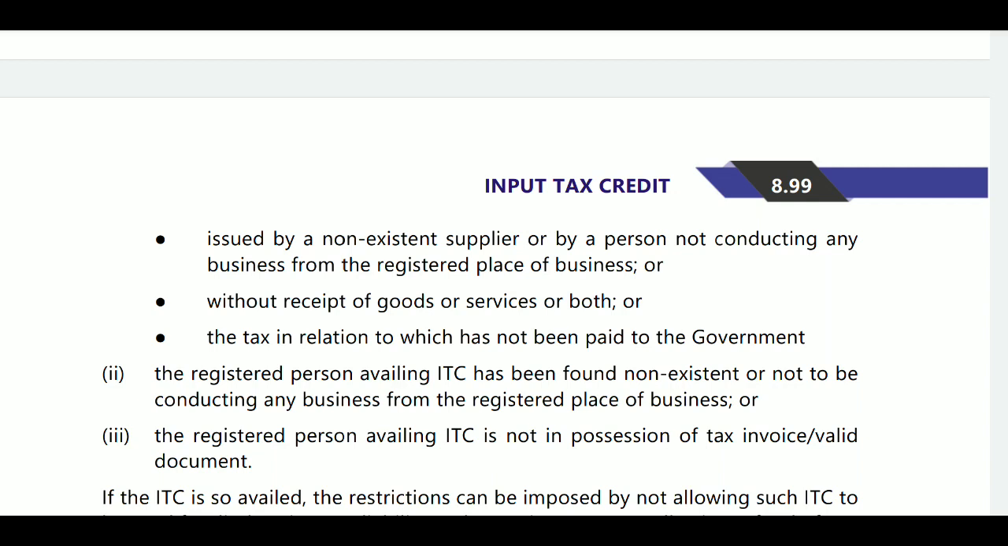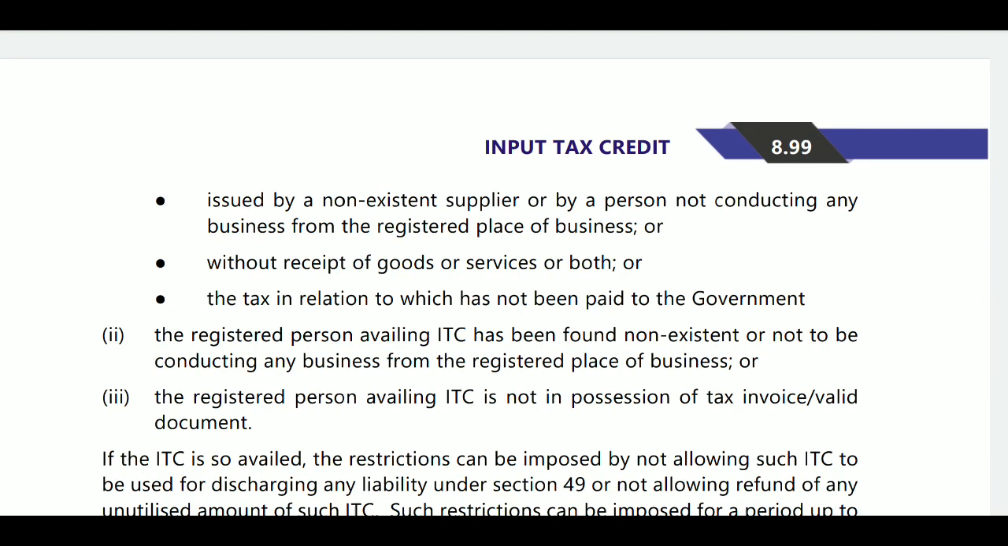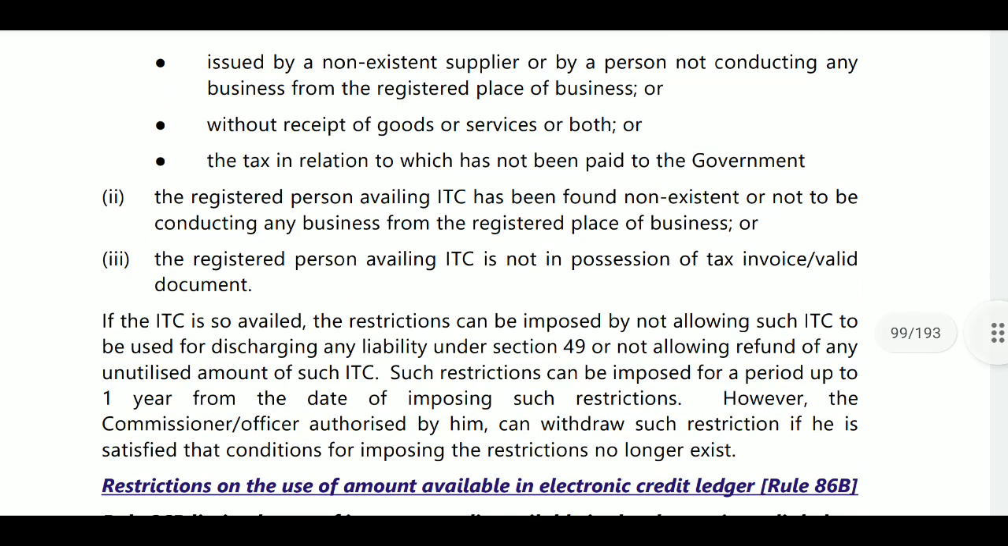There is ITC available based on a tax invoice or valid document, but the issue is that the invoice was issued by a non-existent supplier or by a person not conducting any business from the registered place of business, or without receipt of goods or services or both, or the tax in relation to which has not been paid to the government. Next, the registered person availing ITC has been found non-existent or not conducting any business from the registered place of business. Next, the registered person availing ITC is not in possession of a tax invoice or valid documents. He is a person not having the right to issue, yet that person has issued it.